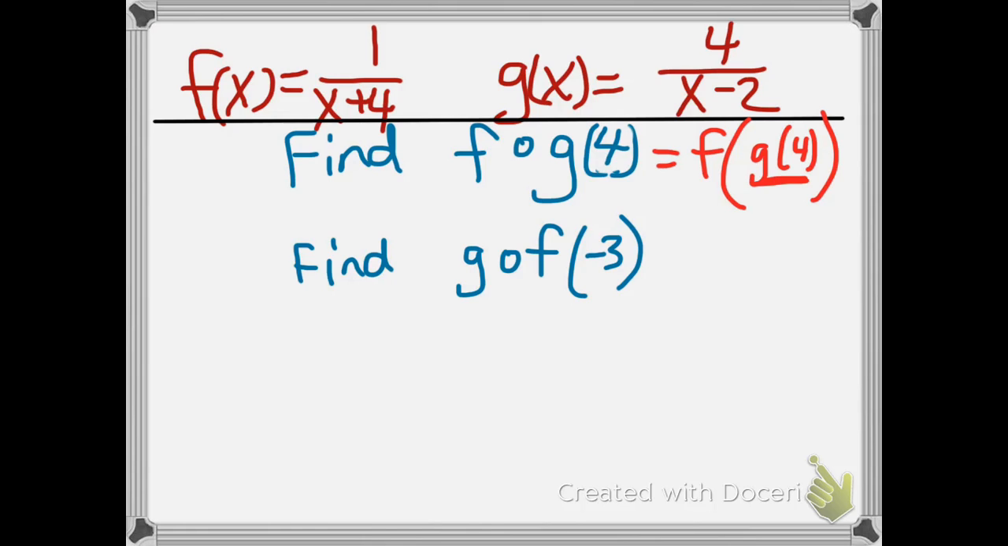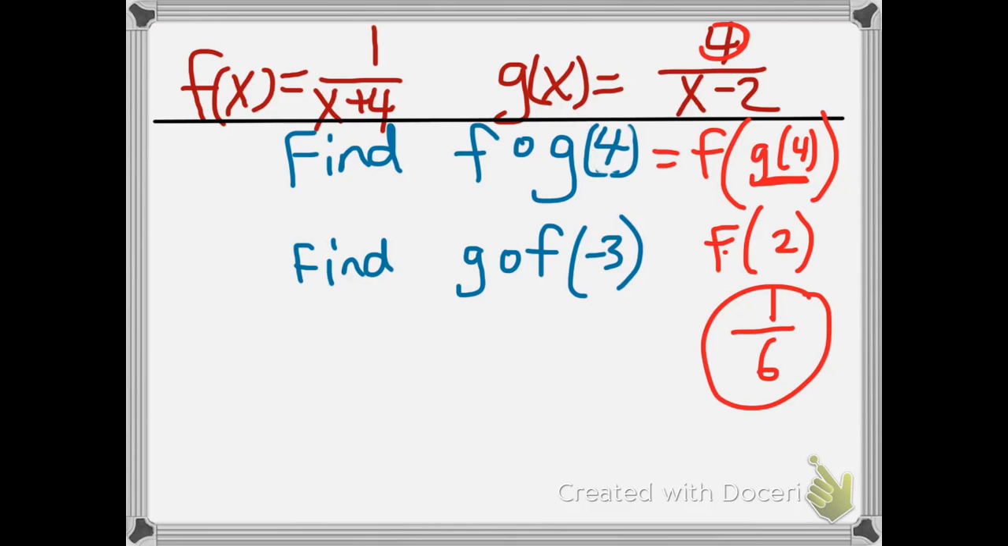4 over 4 minus 2. We actually end up getting 4 over 2. So g of 4 turns out to be 2. Okay, then we take f and put 2 into it. 1 over 2 plus 4 turns out to be 1/6. So that's what happens with that one.